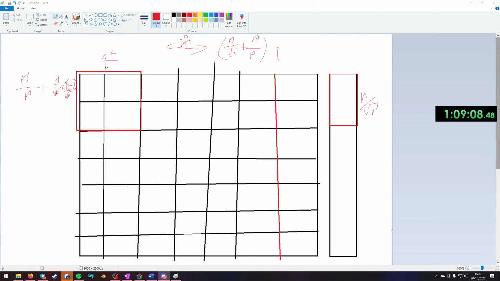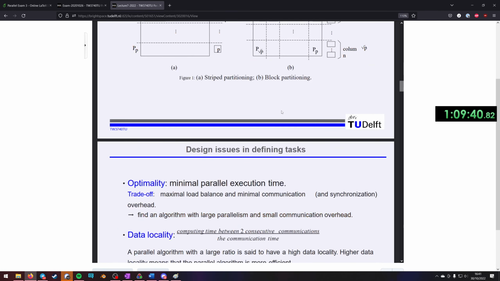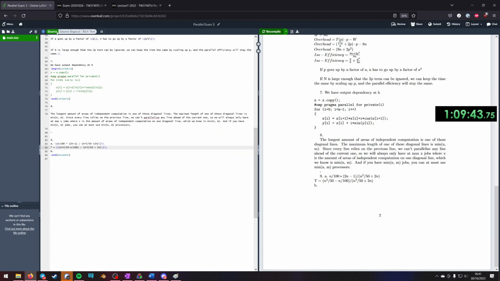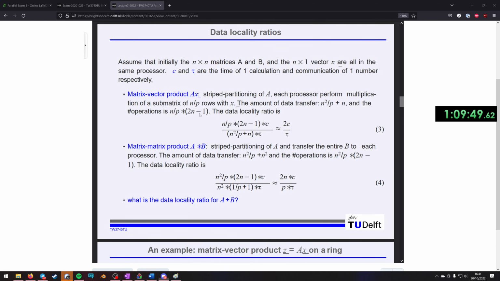So that is the amount of calculations here. If we work that out, that is n squared over p plus n squared minus n over p, which is equal to 2n squared minus n over p. And this is the computing time, which is expressed in C.